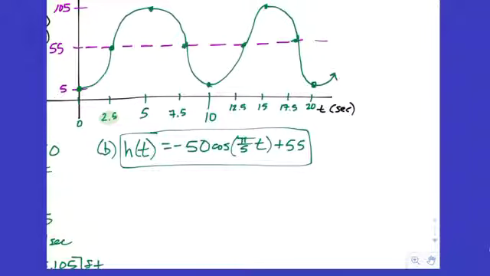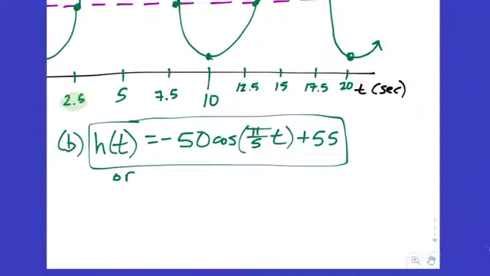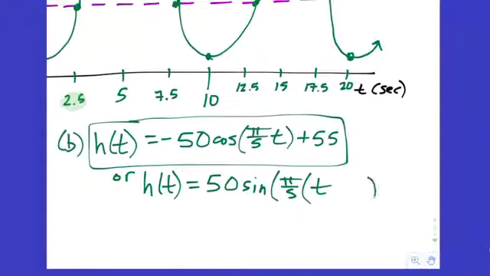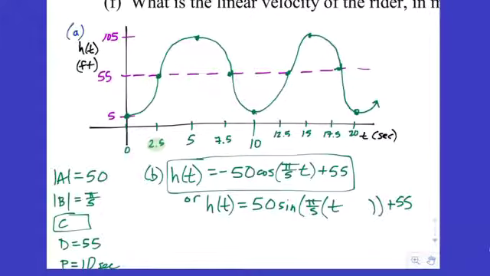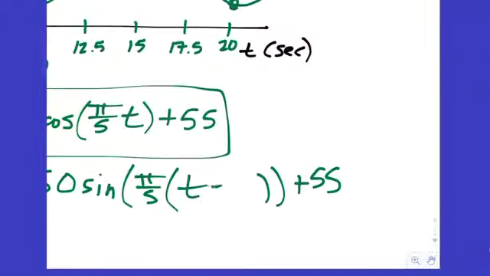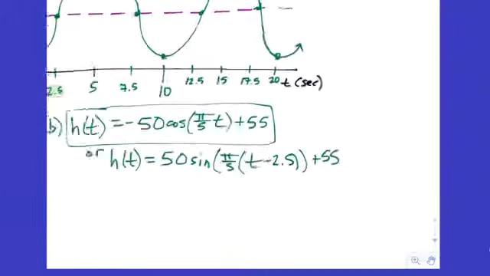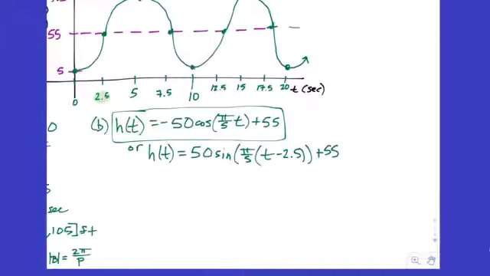But if you don't want to do that, let's go ahead and just write one more. Or you could have h of t equals, let's do a positive sine just for contrast. We could do positive 50 sine pi fifths, and now another set of parentheses, t plus or minus something, plus 55. And what would the phase shift be if we wanted a positive sine? Minus 2.5. Good. 2.5 is the first positive time where he's on the axis going up. You could go a full cycle away to 12.5 if you want. But in general, try and keep them kind of small. So t minus 2.5. That's another perfectly acceptable answer to part B.